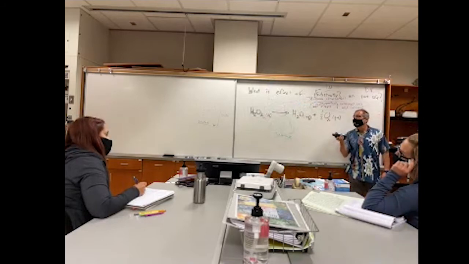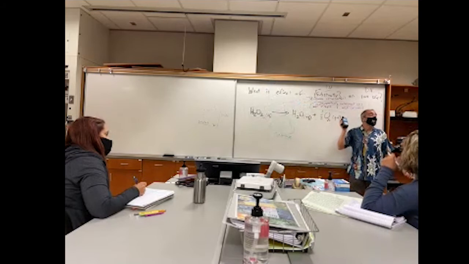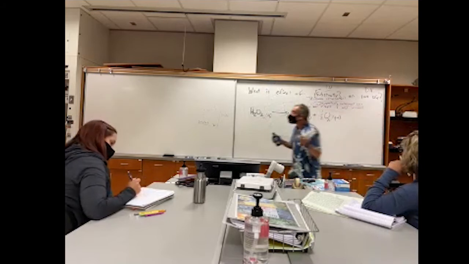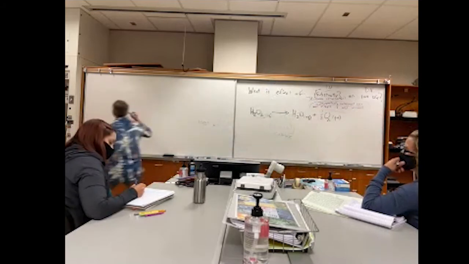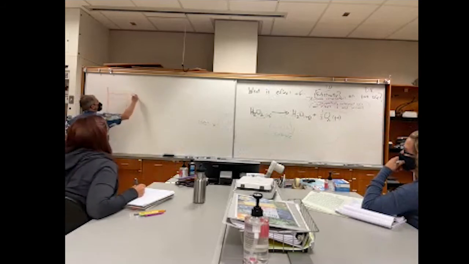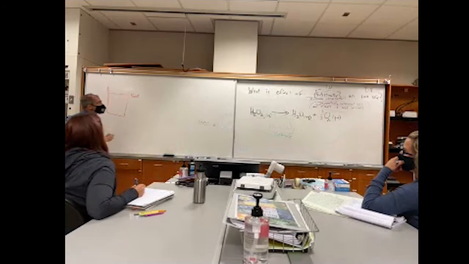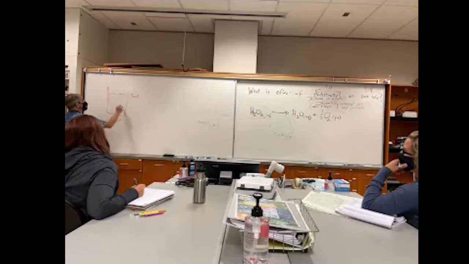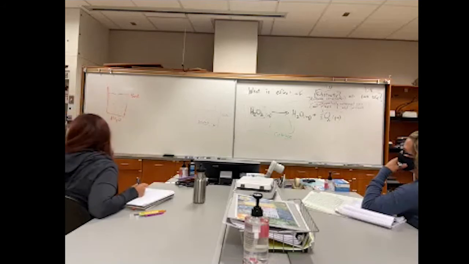Add distilled water to it. We can, in fact, always have like 5 mils. One of them we could have just 5 mils of distilled water. What's the concentration of hydrogen peroxide in there?